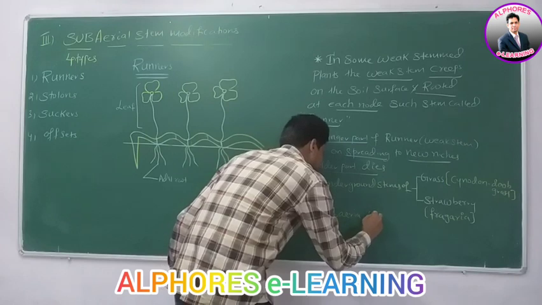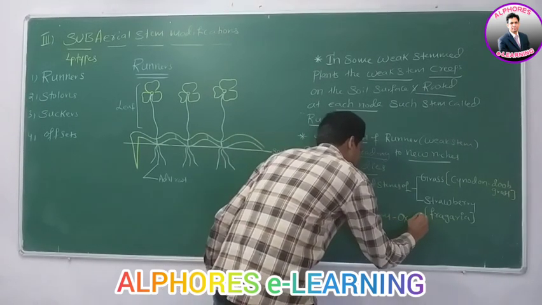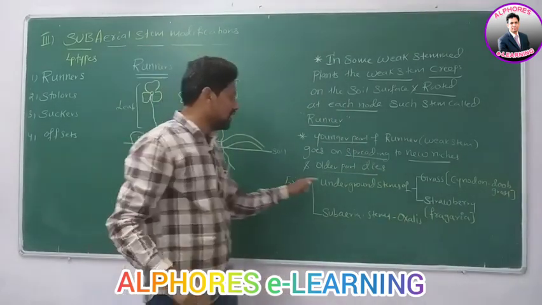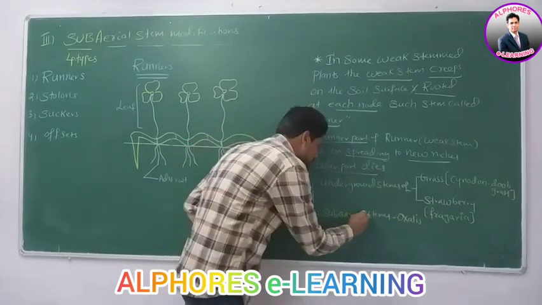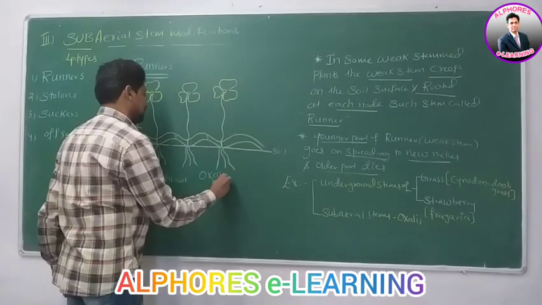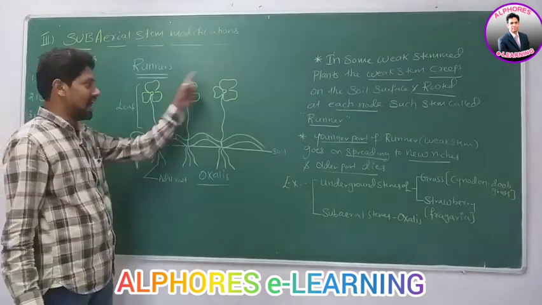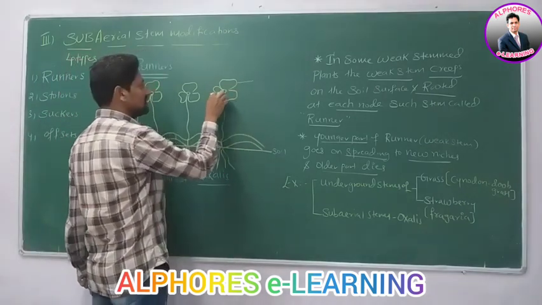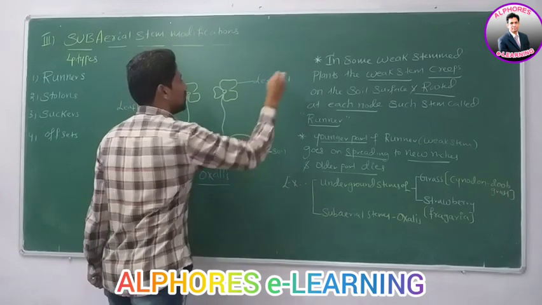Next example I am writing. Subaerial stems of oxalis. Subaerial stems of what, sir? Oxalis. Therefore, what are the examples of runners, sir? Underground stems of grasses and strawberry, and subaerial stems of oxalis. Be careful. This is the diagram of oxalis, right? In case of oxalis, each one is one leaflet.